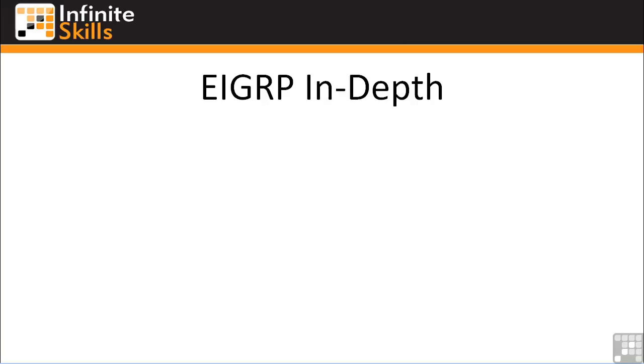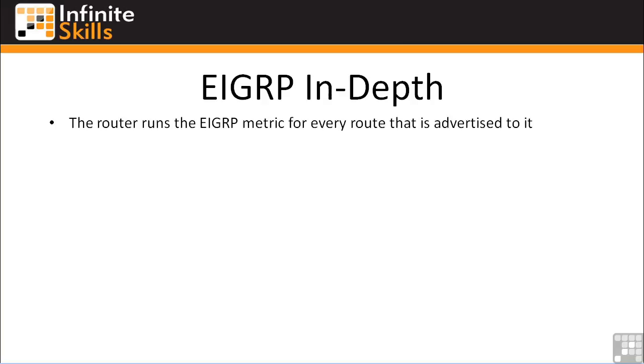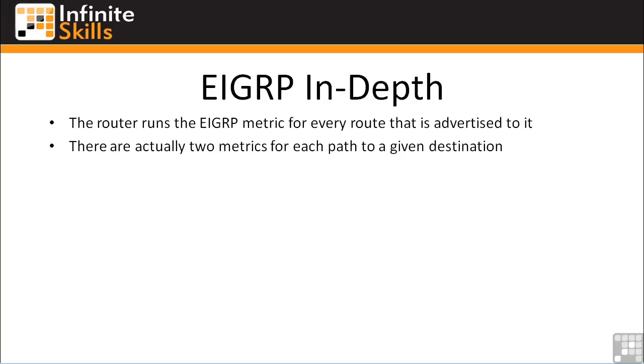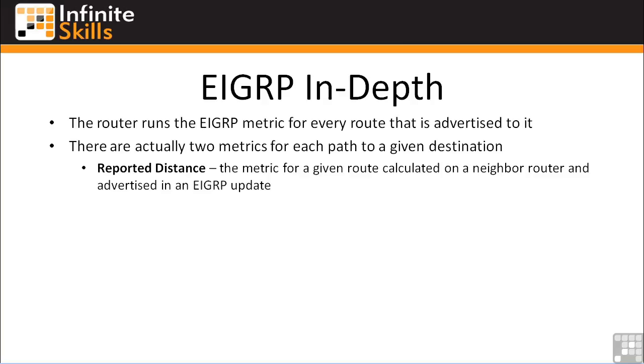Now, like the link state routing protocols, the router runs this EIGRP metric calculation for every route that's advertised to it. And to be honest, there are actually 2 metrics for each path to a given destination, and the fact that there are 2 metrics is what allows EIGRP to converge very, very quickly, much quicker than any other distance vector routing protocol. The first is the reported distance, which is the metric for a given route that is calculated on a neighbor router and then advertised to me in an EIGRP update. So that's basically, for this particular route, how far away does that router over there think it is?